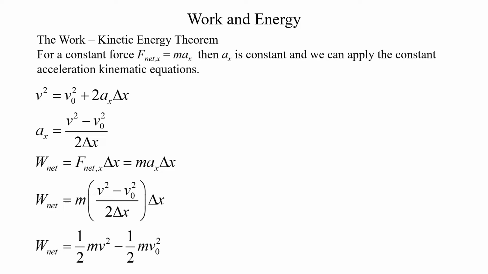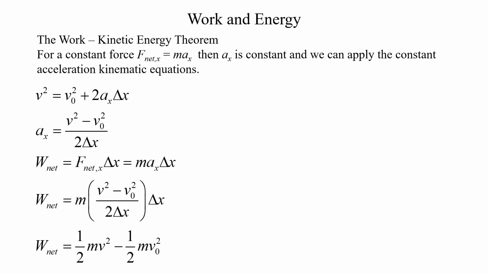The one where the time is eliminated is v squared equals v naught squared plus 2a delta x. Now I solve for the acceleration, and I get the acceleration equals v squared minus v naught squared over 2 delta x. Now the work is the force in the x direction times the displacement, which is delta x, and I can write the force as ma, so I have ma delta x equals the work.